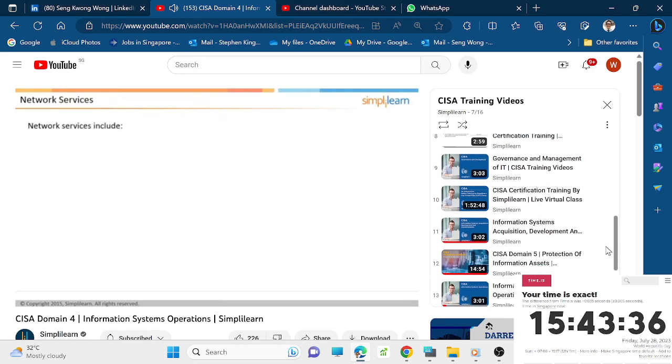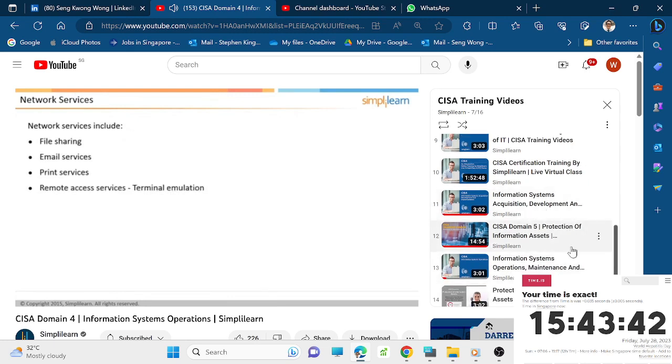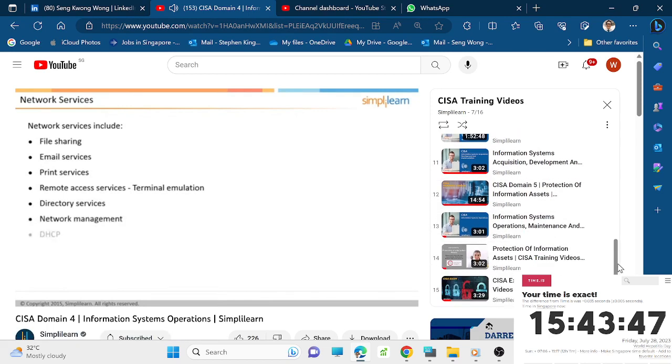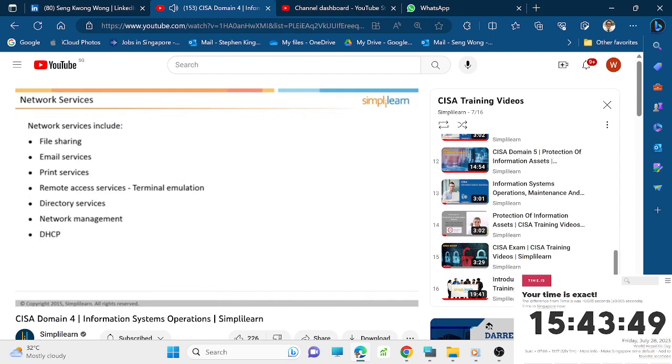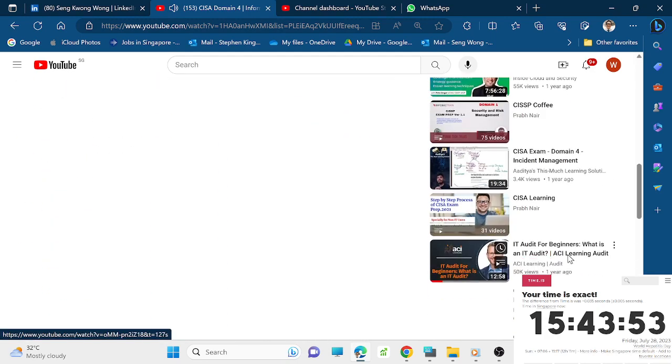Some network services include file sharing, email services, print services, remote access services, or terminal emulation, directory services, network management, Dynamic Host Configuration Protocol, DHCP, and Domain Name Service, DNS.